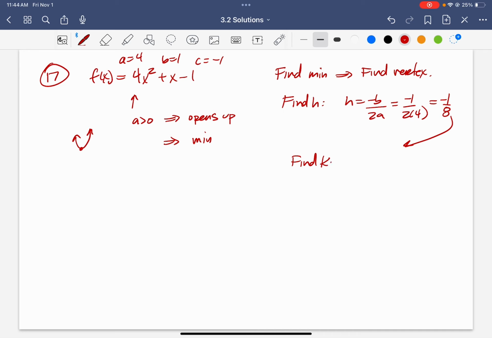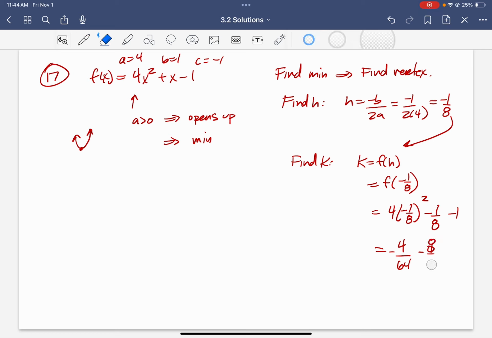So then to find k, K is equal to f of h, so it's equal to f of negative 1/8. So it's going to be 4 times negative 1/8 gets squared minus an eighth minus 1. So it's going to be 4 over 64, but it's negative, right? Negative 1/8, but I know that 1/8 is the same as 8 64ths, because I multiplied it by 8 over 8. And minus 1, which is negative 64 64ths.